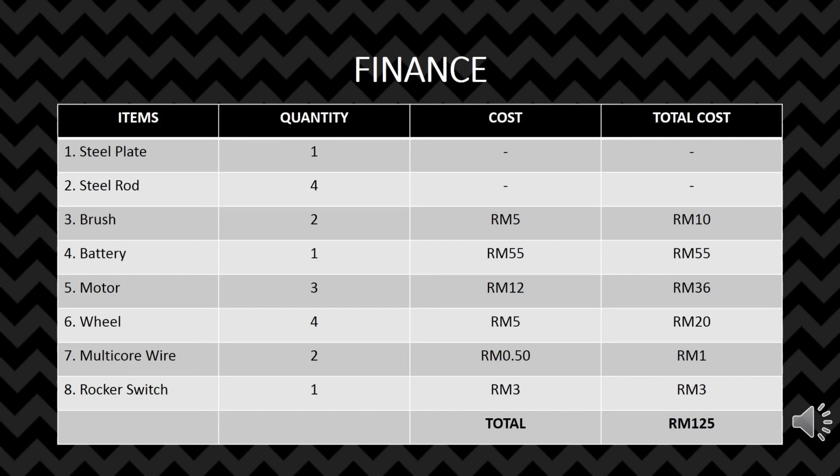We need 4 wheels to move the device, which cost 5 ringgit each. To connect the battery and motor, we need the multi-core wire and rocker switch, which cost 4 ringgit. So the total of the items that we surveyed is 125 ringgit.